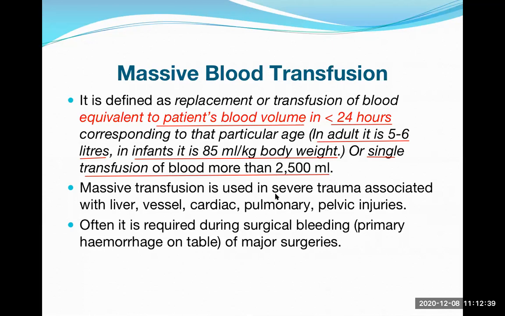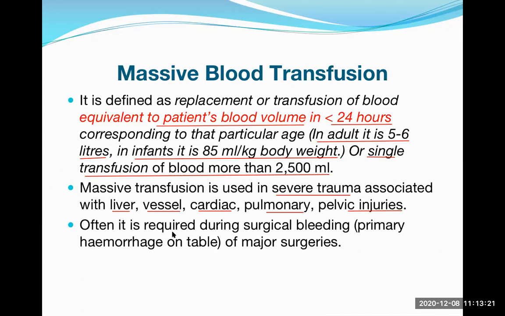Massive transfusion is used in severe trauma associated with liver injury, blood vessel, cardiac, pulmonary, and pelvic injury. These are serious types of injuries in the patient. Just think of a situation where the abdominal aorta is ruptured, or there is an aneurysm in the abdominal aorta and that is ruptured, that can give rise to massive hemorrhage in the peritoneal cavity. Think about liver rupture. Think about spleen rupture. Think about a ventricular aneurysm in the heart that is ruptured. So many different examples we can give here.